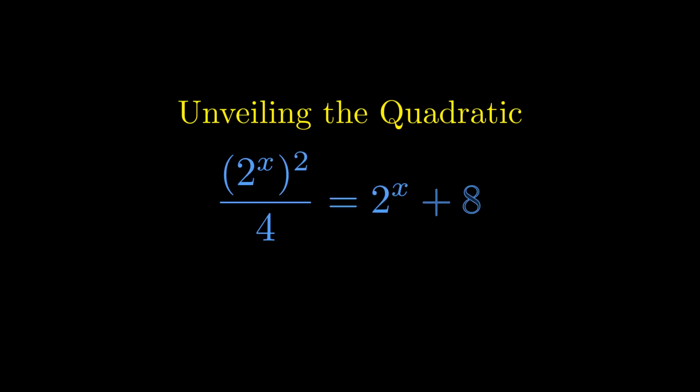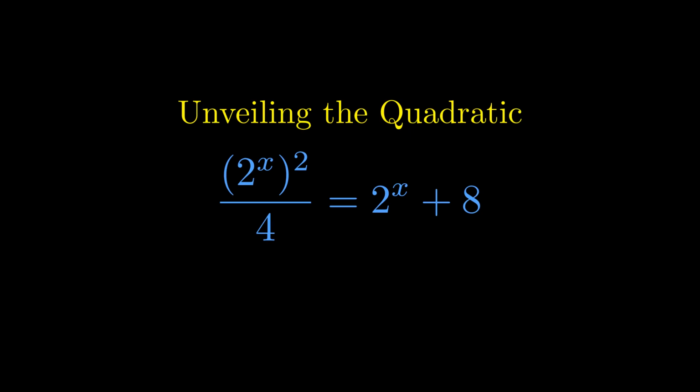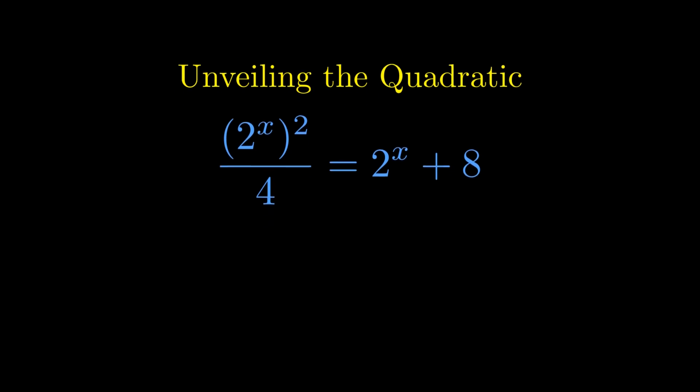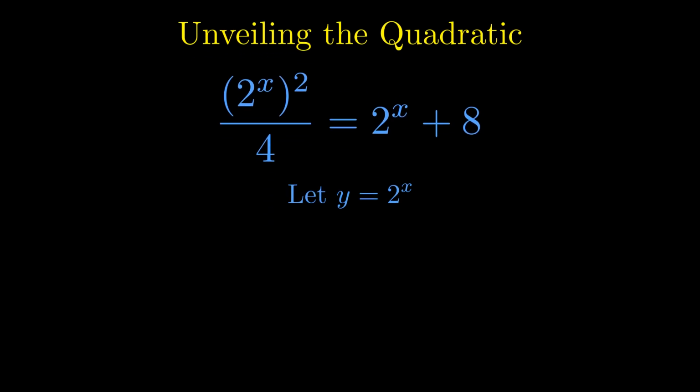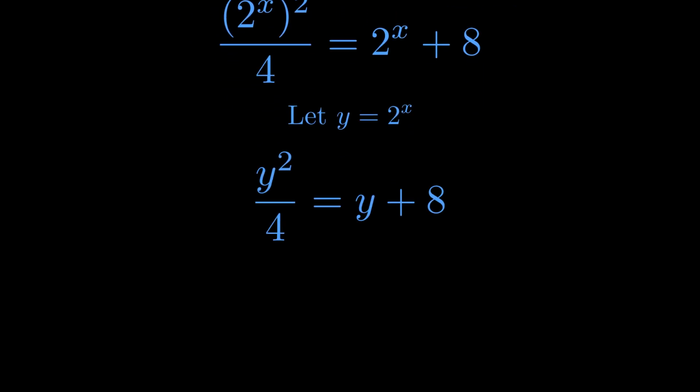The exponential structure is hiding a polynomial pattern. Notice that the term 2 to the x appears twice, once as a squared term and once as a linear term. To make this quadratic structure explicit, let's use a substitution. We'll set a new variable, y, equal to 2 to the x. With y representing 2 to the power of x, our equation transforms into something much more familiar, a standard quadratic.